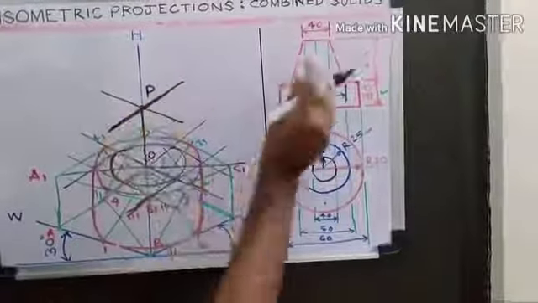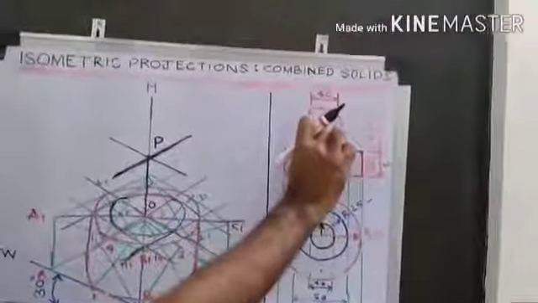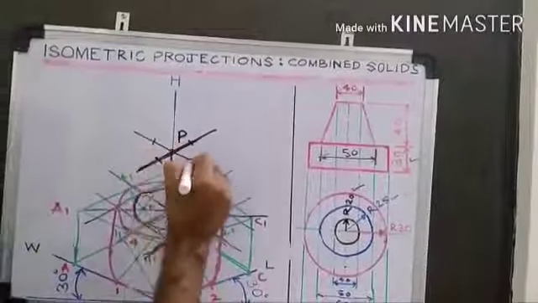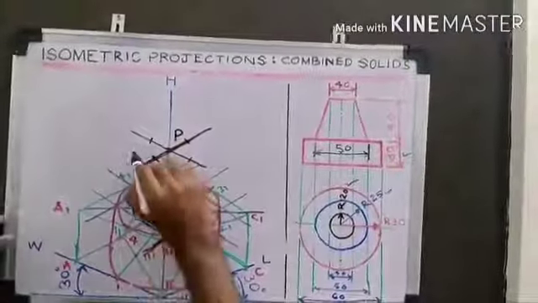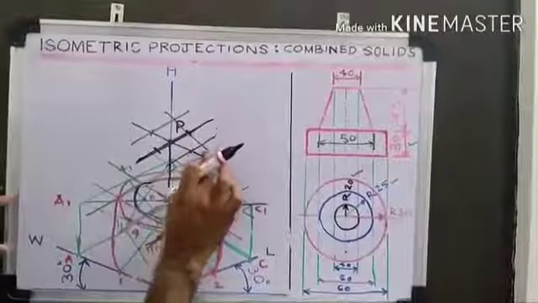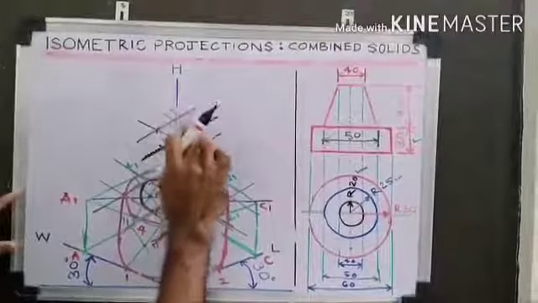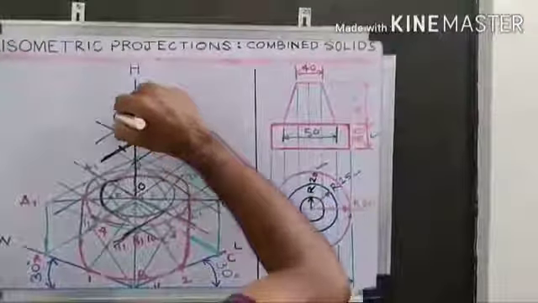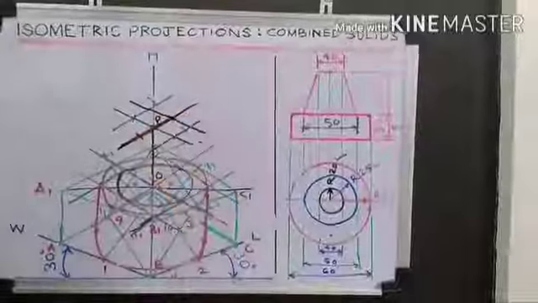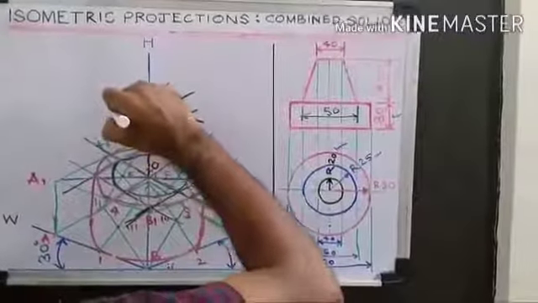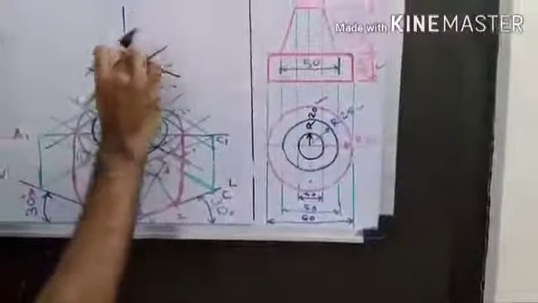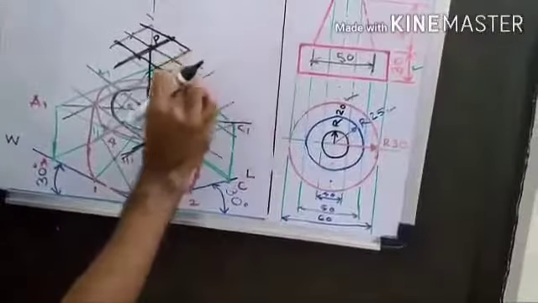Now what is its diameter? 40. So therefore 20, 20, 20, 20. Now passing through these points, this point, this point, and passing through this point, you are getting another rhombus here. I am erasing all the extra portions. Please see it. Check this.